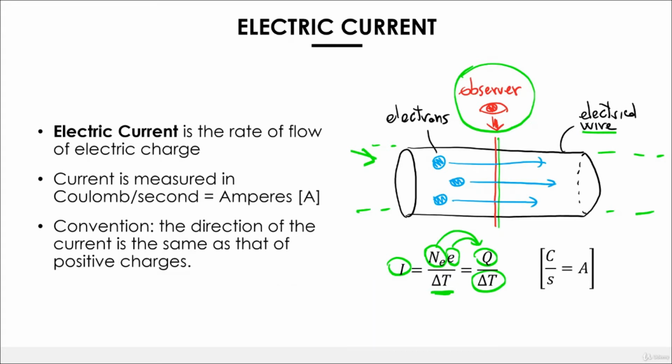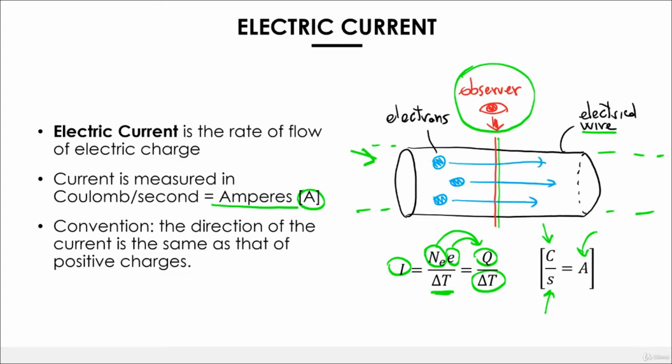The natural unit of measurement of the electric current will be Coulomb divided by second, because we have charge divided by time. But because the current is such an important thing, it has its own unit of measurement that is called ampere, and it's indicated with A. So you can see here I substitute Coulomb divided by second with A.